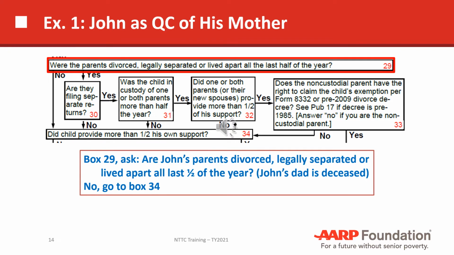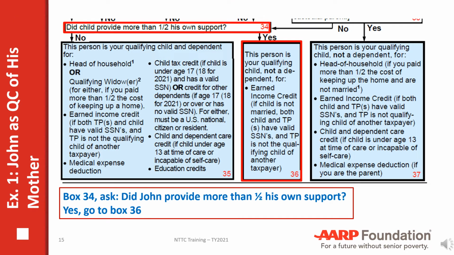Of course, John's dad is deceased, which is why his spouse is claiming qualified widow. So the answer here is no. That sends us to box 34. Box 34: did John provide more than half of his own support? The answer here is yes, and that sends us to box 36, which is the last box.